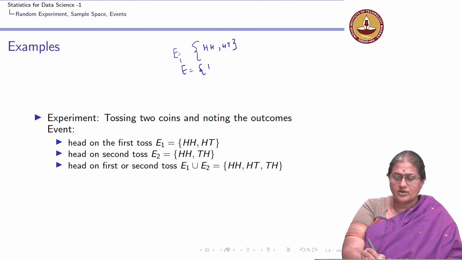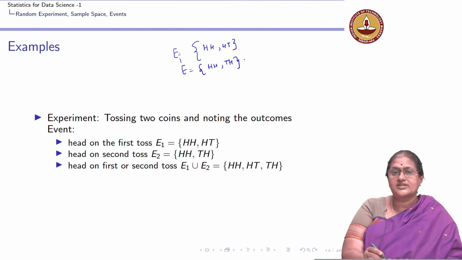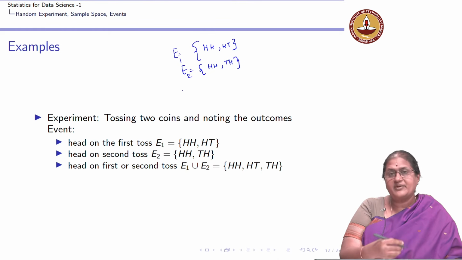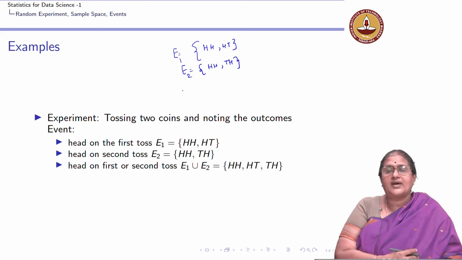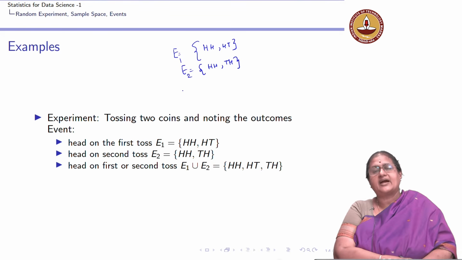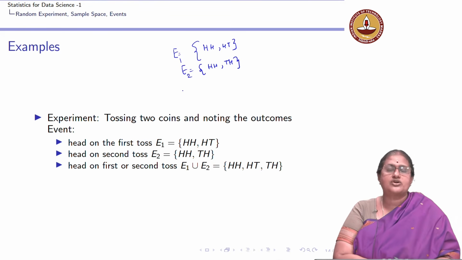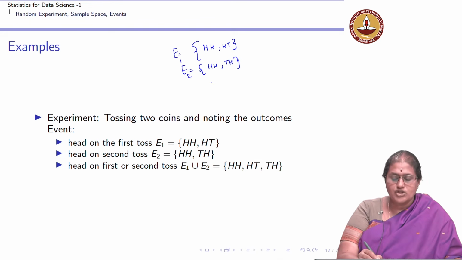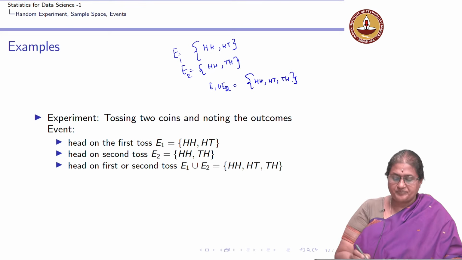Head on the second toss is H, H, T, H. This is the head on the second toss. So, if I am defining an event where I say that head occurs either in the first toss or in the second toss, my outcomes, event E1 union E2, is HH, HT and TH.